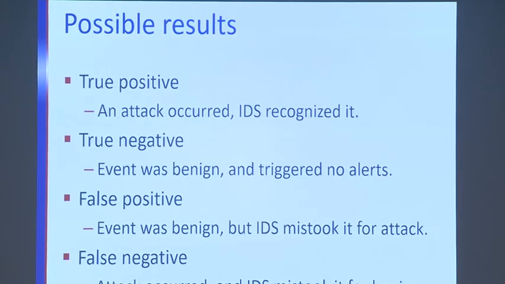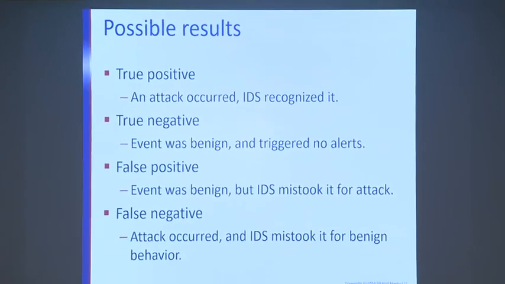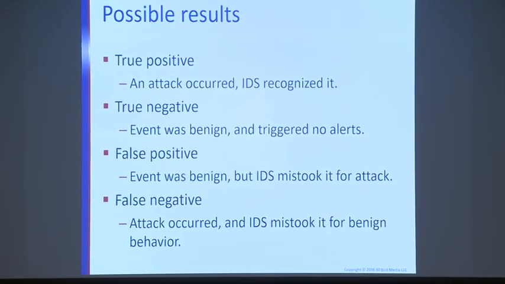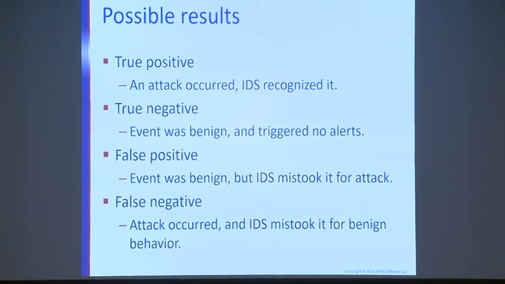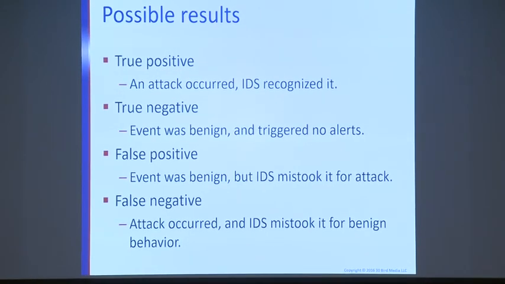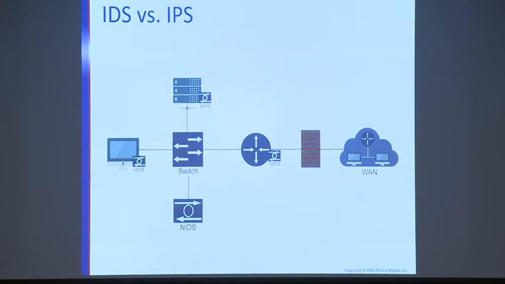As we take a look at the results of the IDS versus IPSs, we are always looking at the results as either being a true positive: the attack has occurred, the IDS recognized it. True negative: the event was benign, there was no trigger or alert that came out. The false positive: the event was benign, but the IDS mistook it for the attack. False negative: the attack occurred and the IDS mistook it for a benign behavior, and we allowed that traffic to come in, and it's going to bring down our network. So it's the same thing that we saw before when someone was coming into our office as far as the true positive, true negative, false positive, and false negative.